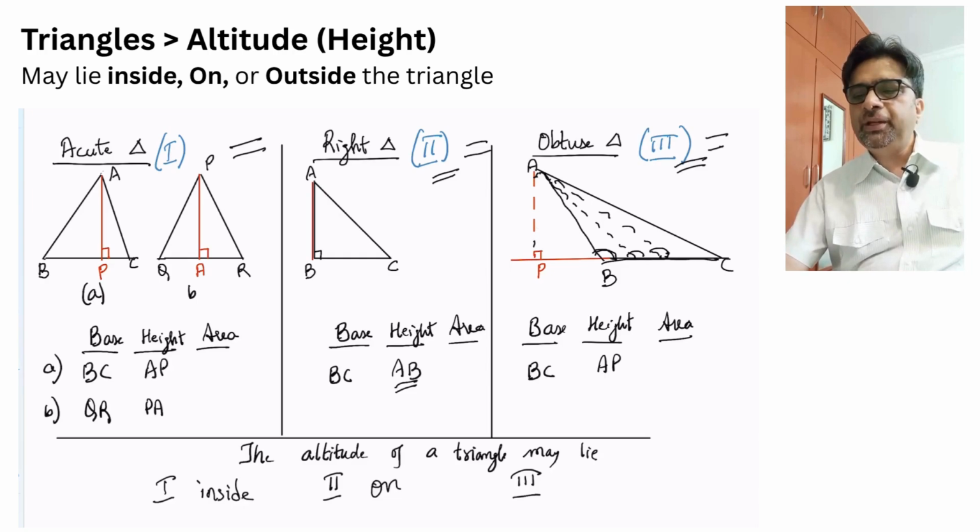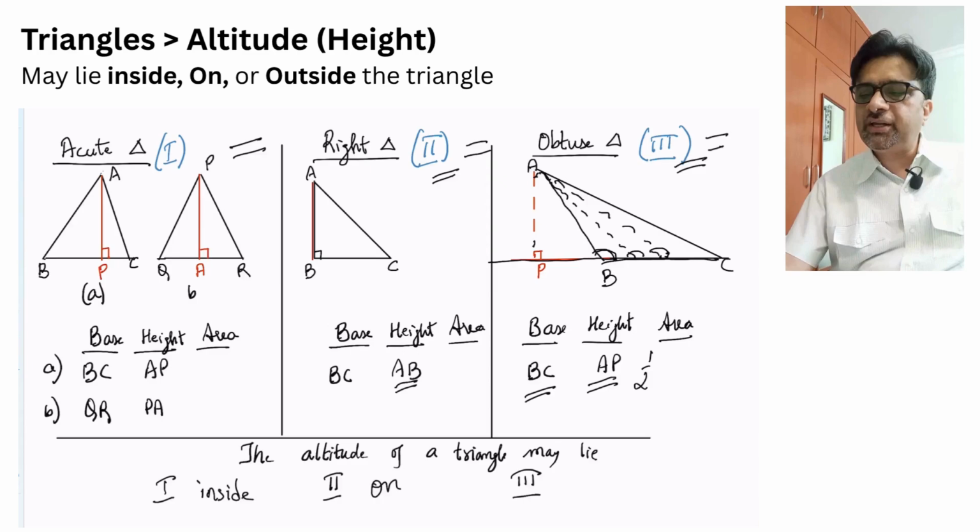When you drop a perpendicular AP on BC, in this case you would have to have BC extended, as you see here. We have extended this line BC to the left, and the perpendicular AP falls on this extended line. So in this case, AP is the perpendicular of this triangle. Interestingly, for this triangle, the base is BC and the height is AP. If we are to calculate the area of this triangle, it would be half into base into height, and in this case it is half into BC into AP. Interestingly, the altitude of this triangle lies outside the triangle.